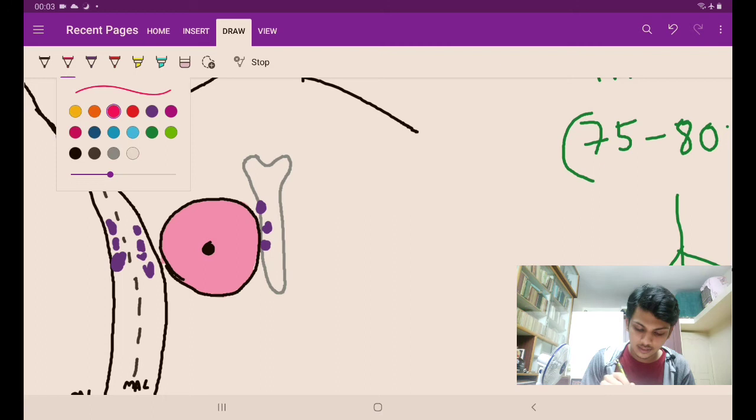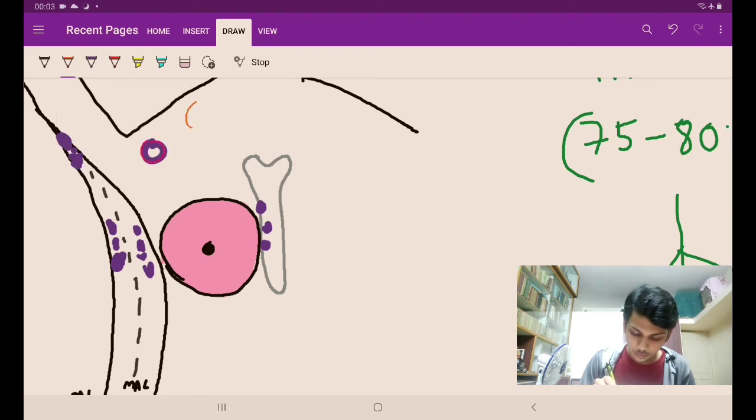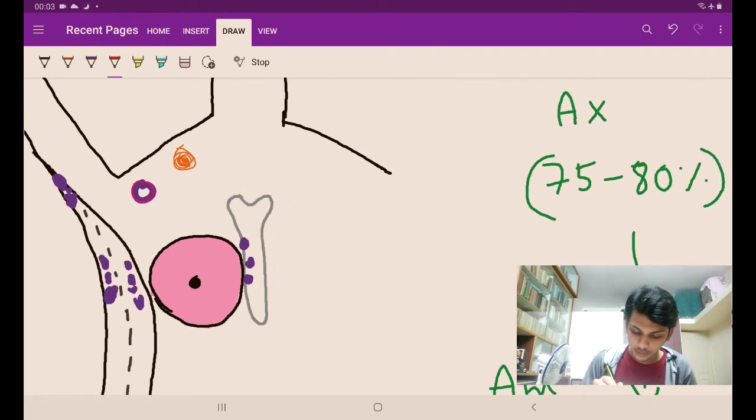Then there is the apical group. The apical group is at the apex. Okay, now there is one more group called the supraclavicular group. Supraclavicular was here, above the clavicle, it will be here.